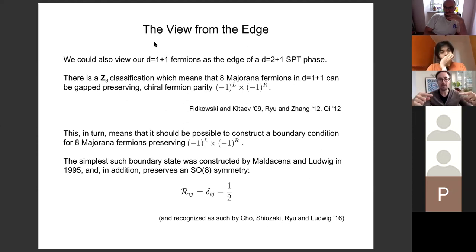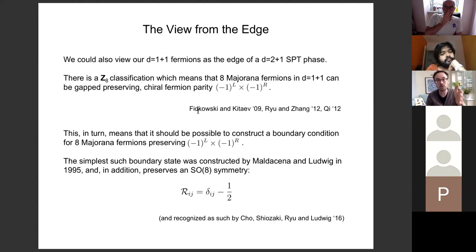Now, obviously, you give them a mass, you always preserve fermion number. But if you just write down a quadratic term in the action, very clearly you break individually left and right fermion parity, because it's psi left, psi right that is the mass term. Fidkowski and Kitaev, and as I said, this rebranding by others, showed that if you have 8 Majorana fermions, it's possible to give them a mass while preserving this left and right parity. It's really rather a striking statement.